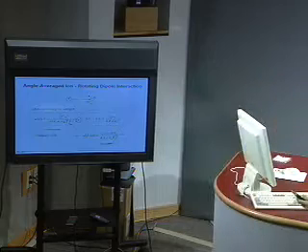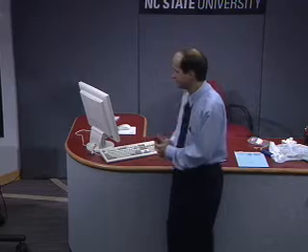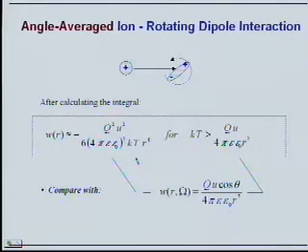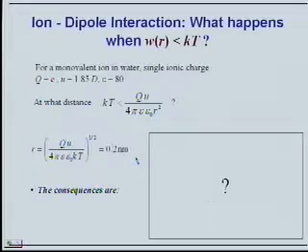Now, all of this was derived from the assumption that kT is larger than the energy of interaction. Now, what is the physical meaning of that? Before we do that, let's discuss the other case. Let's take the case where kT is smaller than the energy of interaction between an ion and a dipole.